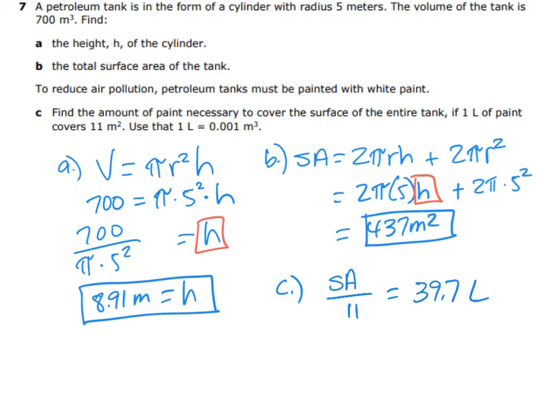Now, if you put that for an answer, that's to three significant figures, I would count that correct. However, if you were actually going to go to the store and buy paint, you're not going to say, I need 39.7 liters. They're not going to sell paint to you like that. So I would accept either of these answers. I kind of prefer the second one because that's how you would actually buy paint, but either answer would be acceptable in this case.